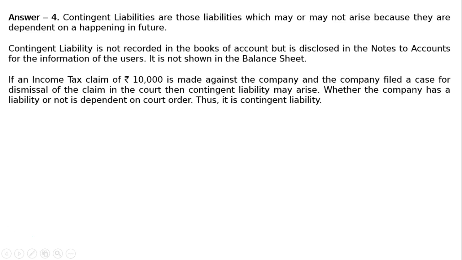Where is it shown in the balance sheet? Contingent liability is not recorded in the books of account, but is disclosed in the notes to accounts for the information of the users. It is not shown in the balance sheet. Third part, give an example of this. If an income tax claim of 10,000 rupees is made against the company and the company filed a case for dismissal of the claim in the court, then contingent liability may arise. Whether the company has a liability or not is dependent on court order. Thus, it is contingent liability.